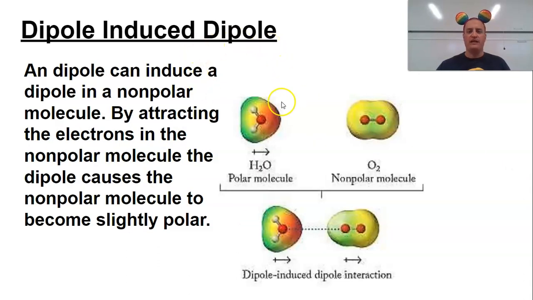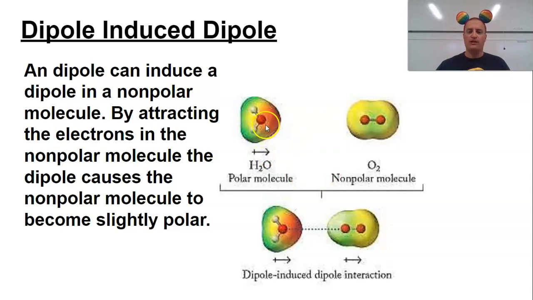Now, dipole-induced dipole, this happens all the time. This is the basis of why something like water can dissolve oxygen and carbon dioxide, both nonpolar molecules. Otherwise, if it wasn't, none of that would be able to dissolve. You wouldn't have life in the oceans. Fish wouldn't live. It'd be a disaster.